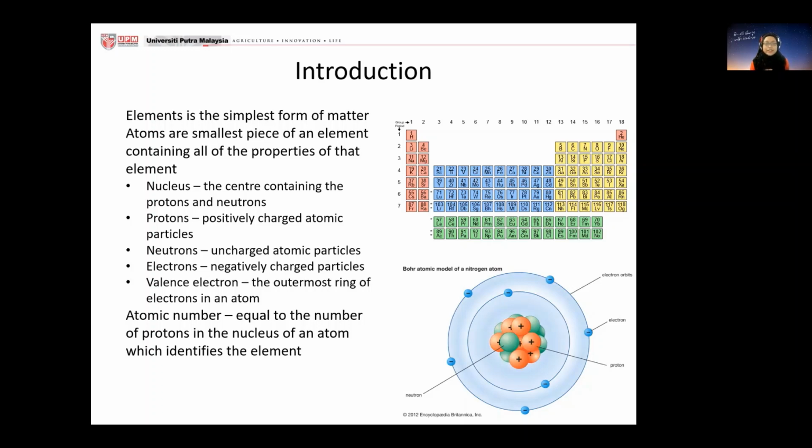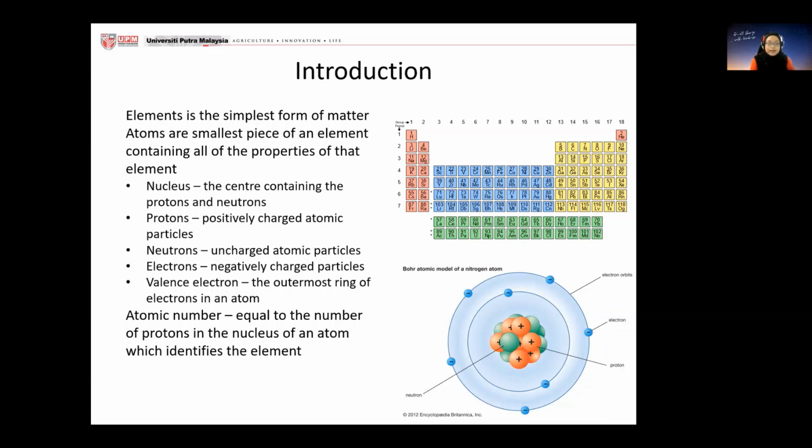There's the nucleus, which is the center. And that center actually contains protons and neutrons, right? You can refer to the figure here. Protons are the positively charged atomic particles. And then you have neutrons, which are uncharged. Apart from that, you also have electrons. Electrons are negatively charged particles. And the electrons at the outermost ring are called valence electrons.